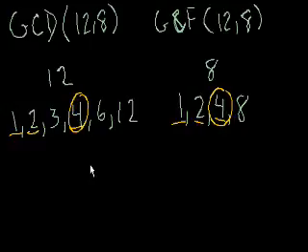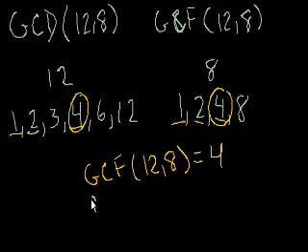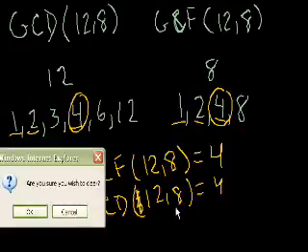Let me write that down just for emphasis. Greatest common factor of 12 and 8 equals 4. And of course, we could have just as easily said the greatest common divisor of 12 and 8 equals 4. Greatest common divisor of 12 and 8, 4. Let's do another problem.